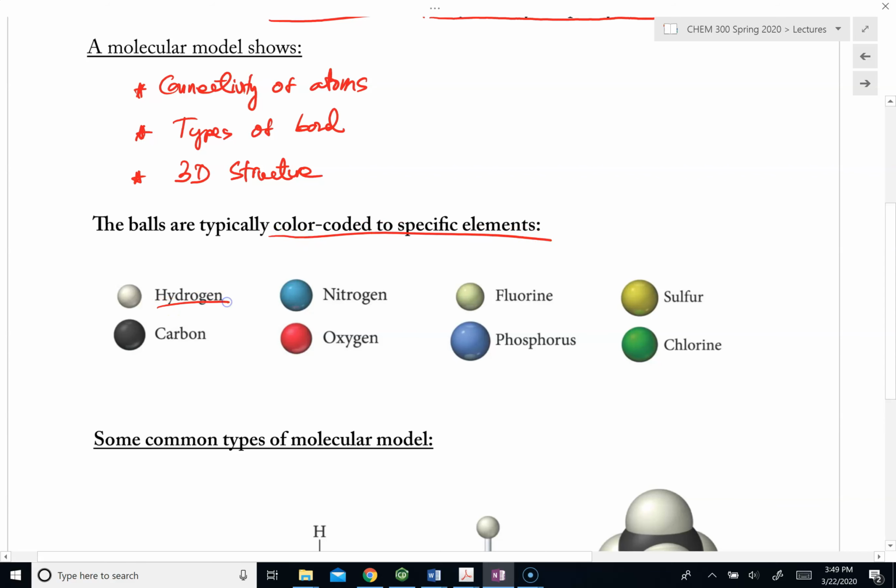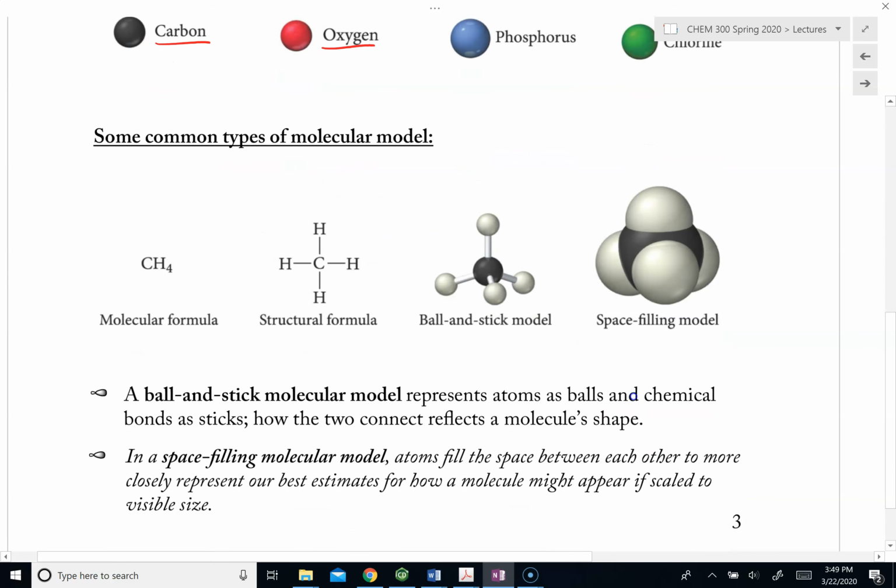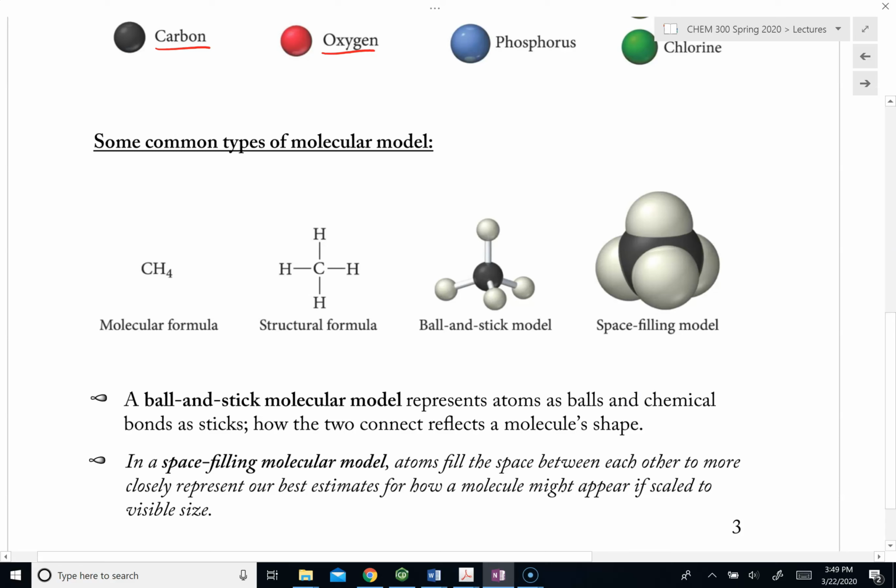And the balls in the molecular model are typically color-coded following this order below. Hydrogen will be white, carbon is black, oxygen is red, blue is nitrogen, and so on. And here are examples of some of the types of molecular model. This one right here we call the ball and stick model, versus this one right here, which is called the space-filling model.